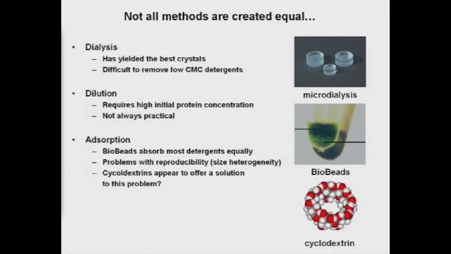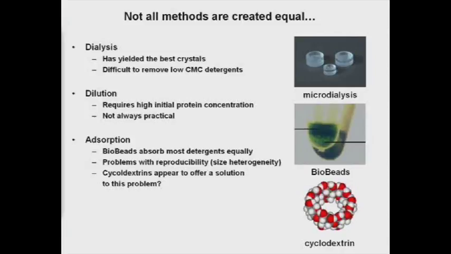Just to briefly mention the different methods that can be used for removing detergent. We have methods like microdialysis, biobeads, cyclodextrin. Dilution is another method, and these all have pros and cons. Dialysis, as a generalisation, has probably yielded the best crystals for electron crystallographic analysis. However, it can be difficult, or near impossible, to remove low CMC detergents by dialysis. It can take a very, very long time.